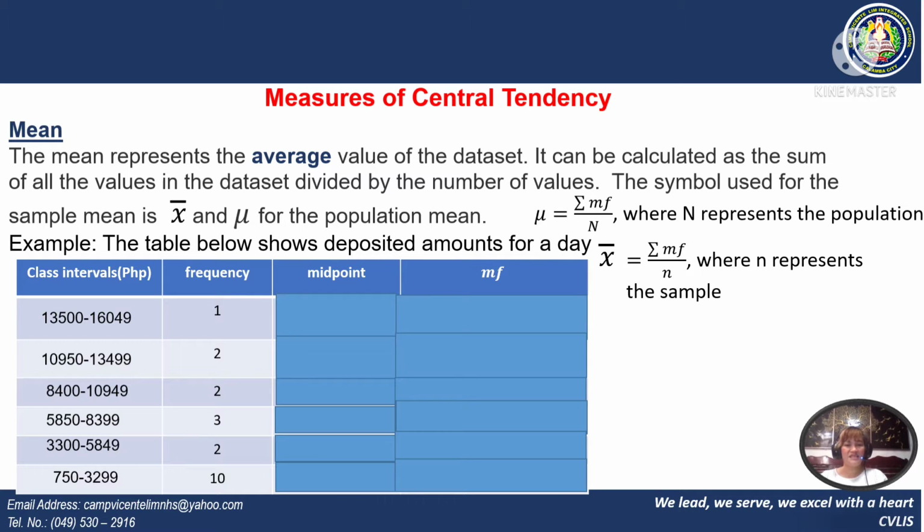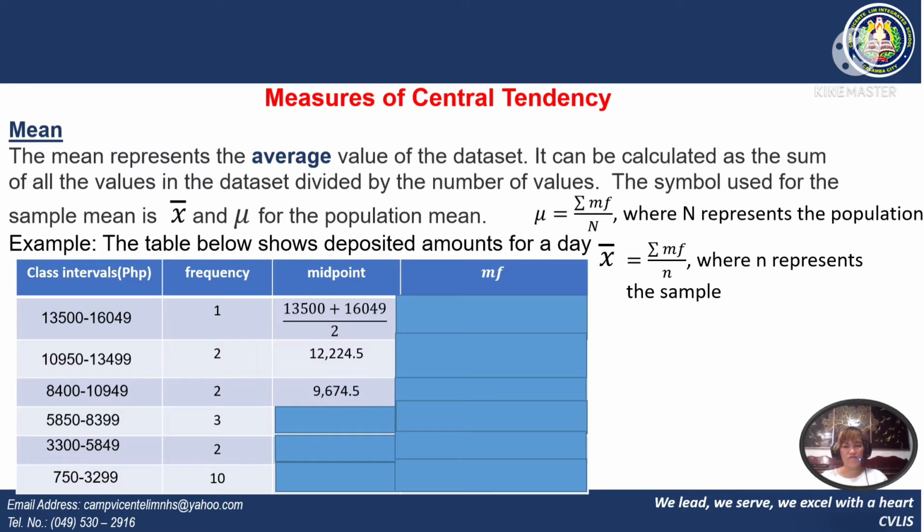So let's start to fill in the column of midpoint. You simply add the lower class limit to the upper class limit and then divide by 2 for each class interval. So we have 13,500 plus 16,049 divided by 2, and then you get the quotient, or you have to simplify. Okay, next, 10,950 plus 13,499 divided by 2 is equal to 12,224.50, and then it goes the same with the remaining class intervals.